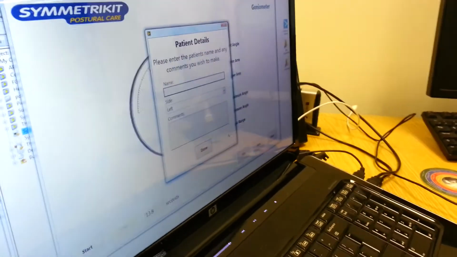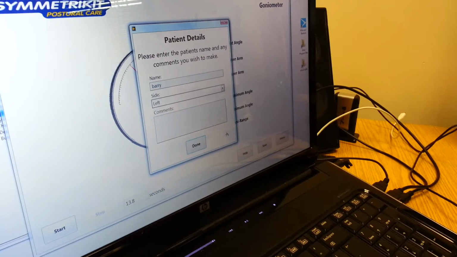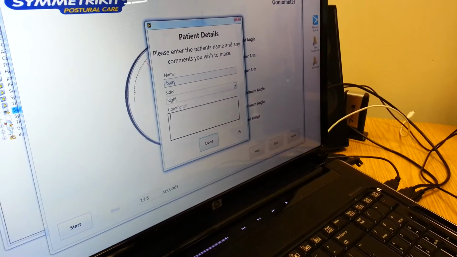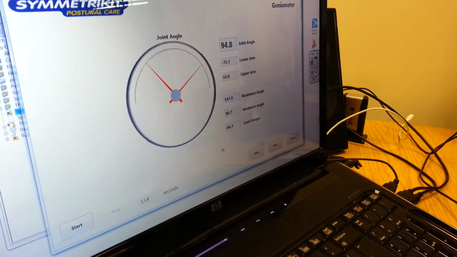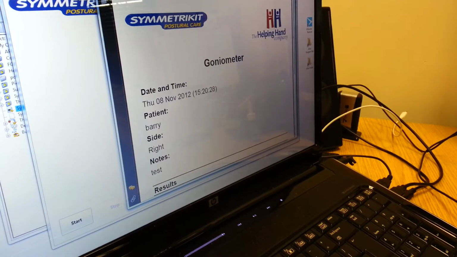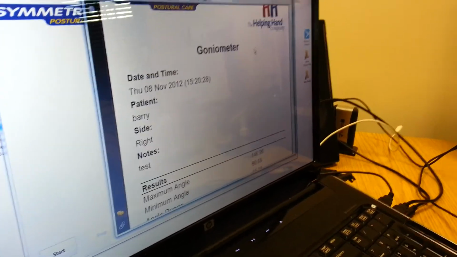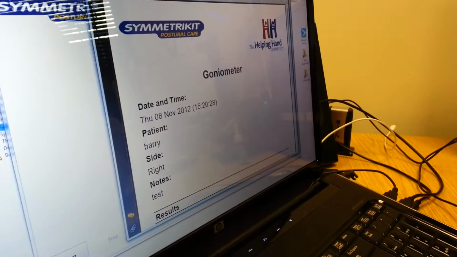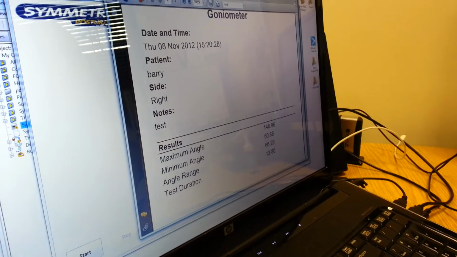save a test. I could put some information in about what I'm doing, and that's now saved to PDF, which I can show you in a minute. Now there it is. So this shows the information that we've just acquired. It's all straightforward. The maximum angle, minimum angle, angle range.